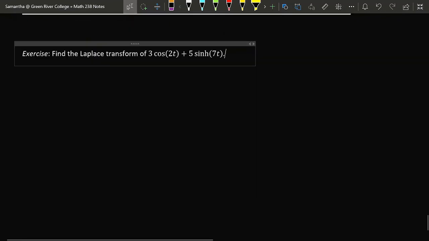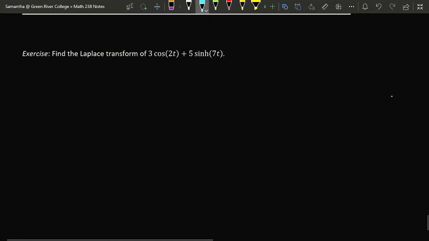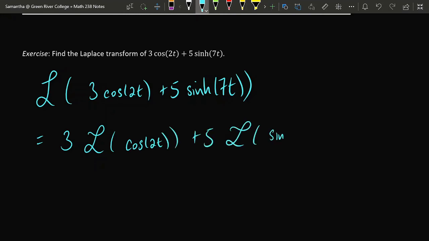So let's do one quick exercise to demonstrate how we would, in practice, use the table to find the Laplace transform of some common functions. For example, someone asks for the transform of 3 cosine 2t plus 5 sinh of 7t. Now, by the linearity of the transform, I can turn this into 3 times the Laplace transform of cos 2t plus 5 times the transform of sinh 7t.